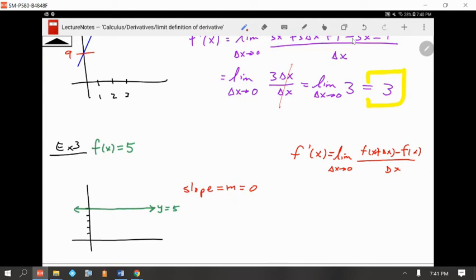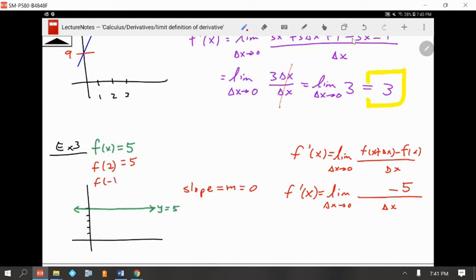For this problem, what is f of x? That's the part that's easiest to start with. f of x is 5. The delta x is in the denominator. What is f of x plus delta x? If your function is 5, what's f of 2? f of 2 is 5.